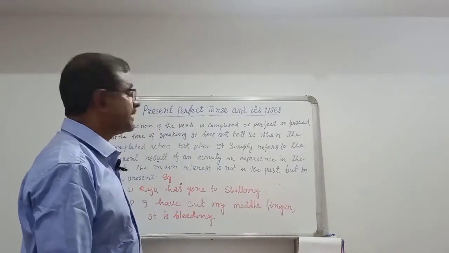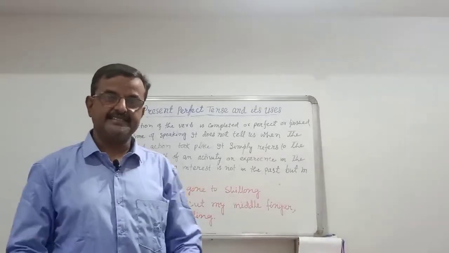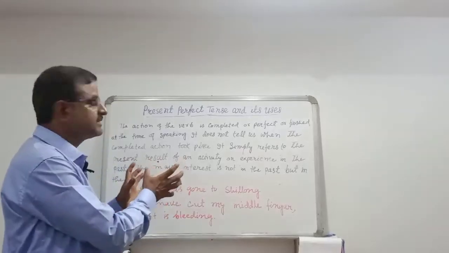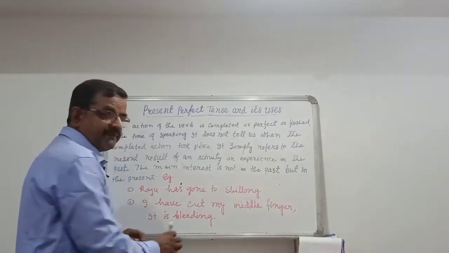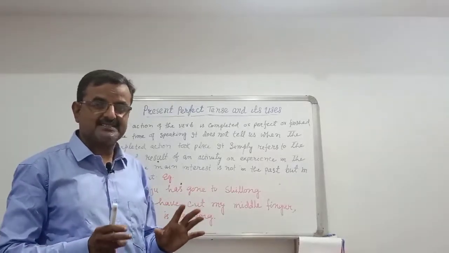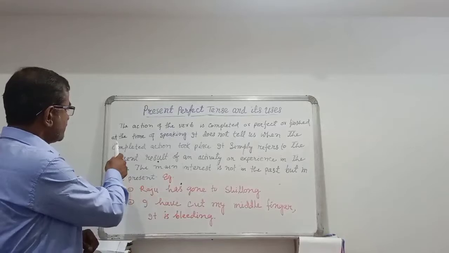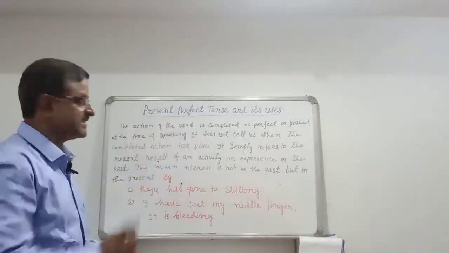Today we are going to learn about present perfect tense and its uses. So I have written here about present perfect tense. Present perfect tense, as we know, perfect means completed or finished. So the action of the verb is completed or perfect or finished.